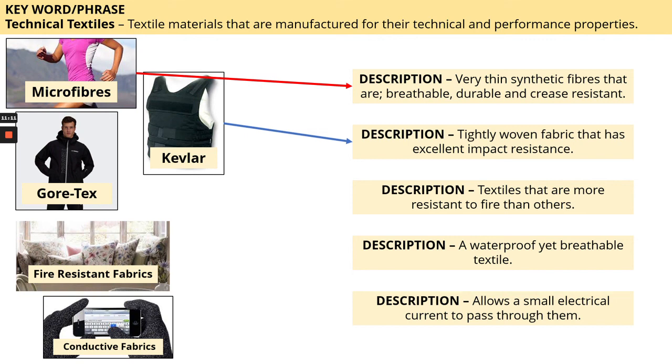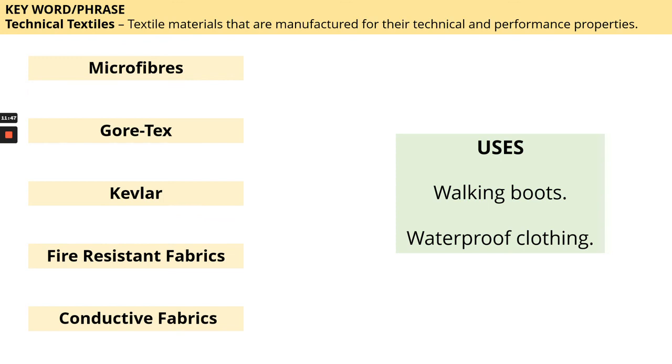Next, textiles that are more resistant to fire than others. Which of the 3 that's left is it? It is fire-resistant fabrics. The next one, a waterproof yet breathable textile. Do we think it's Gore-Tex or conductive fabrics? Indeed, it is Gore-Tex. And finally, a textile that allows a small amount of electrical current to pass through them. That is conductive fabrics.